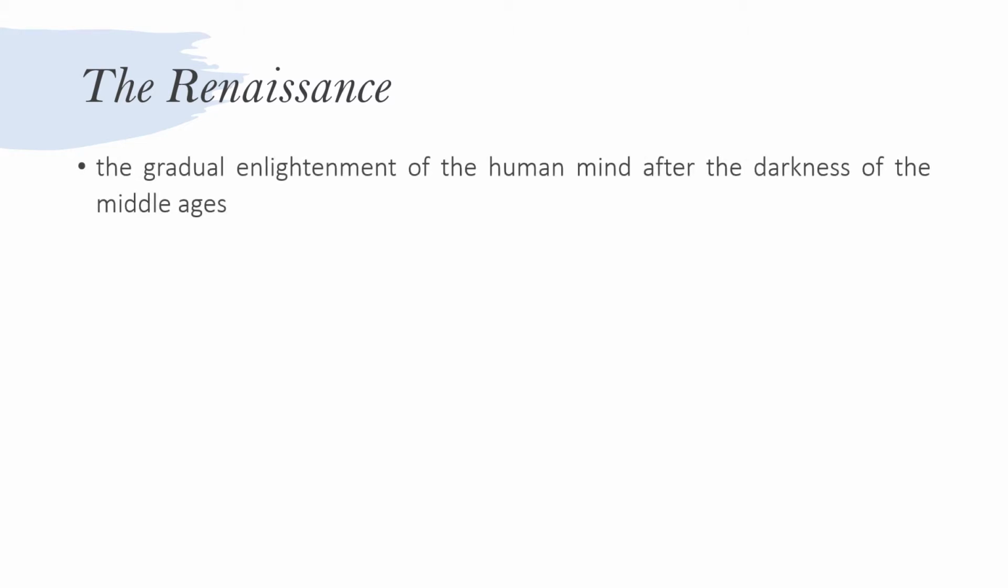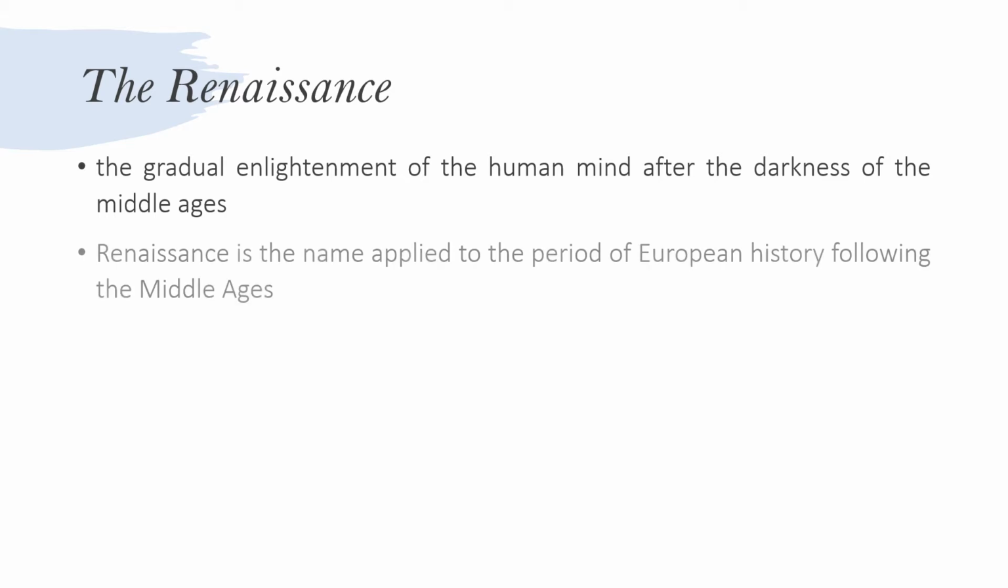The Renaissance. So let us see the features of this period. What is Renaissance and what effect Renaissance had on literature? There was a gradual enlightenment of the human mind after the darkness of the Middle Ages. Especially after the barren period, barren age, there was a gradual enlightenment. In this period, the Renaissance took place. Renaissance means rebirth. Renaissance took place and broadened the general outlook of people.